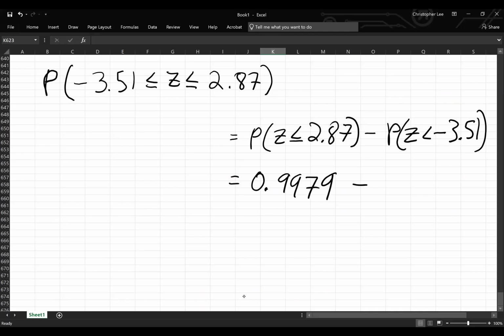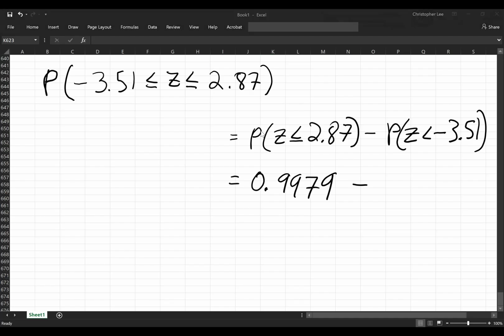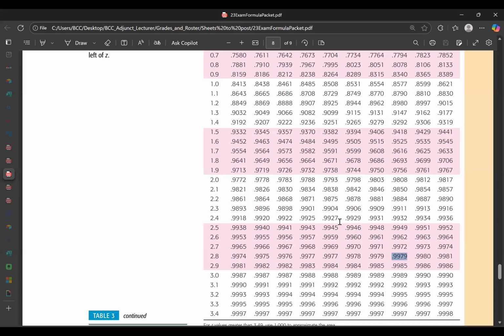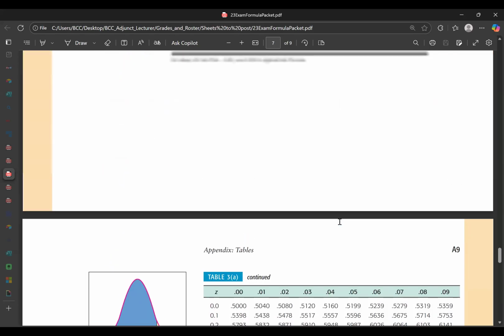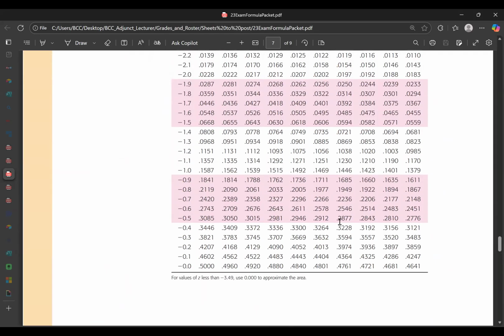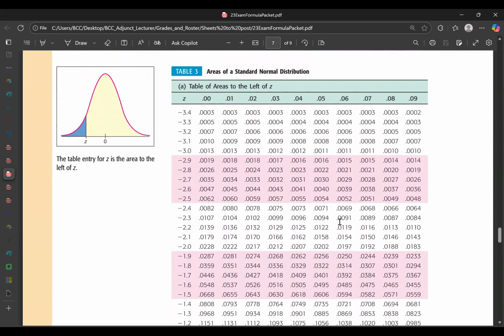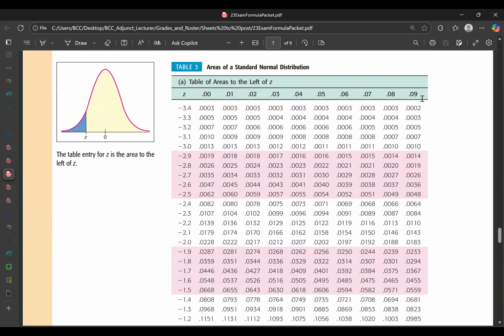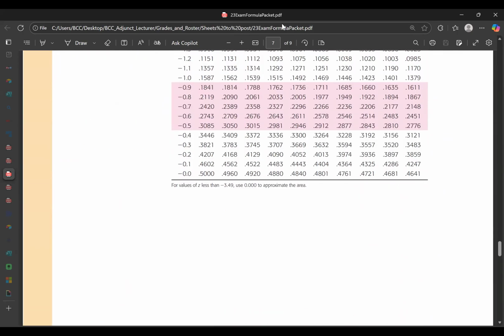0.9979, right? And then now I want to look up the negative 3.51, right? So let's take a look. Let's come back here. Now this is a negative 3.5, right? So I got to go to the negative table. So here goes my negative table, right? I have 3.4, 3.49, no 3.5. But look right here at the bottom, right?